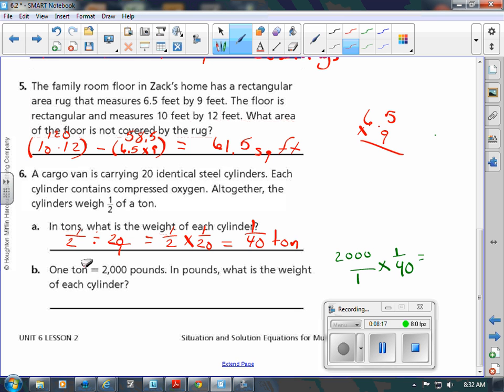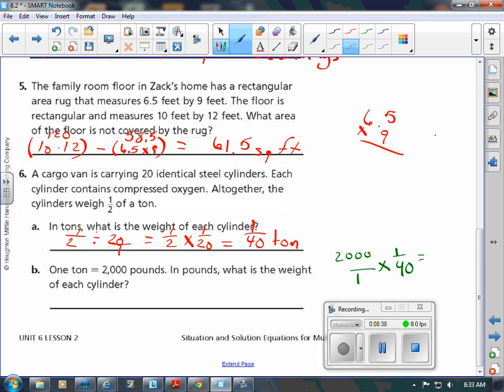Now, 1 ton is 2,000 pounds. In pounds, what's the weight of each cylinder? So I'm going to take 2,000 and I'm going to multiply it by 1/40th. 2,000 can be written as a fraction, put it over 1, and then multiply straight across. Okay, simplify, reduce before you do it if you want. I think that sometimes is easier.